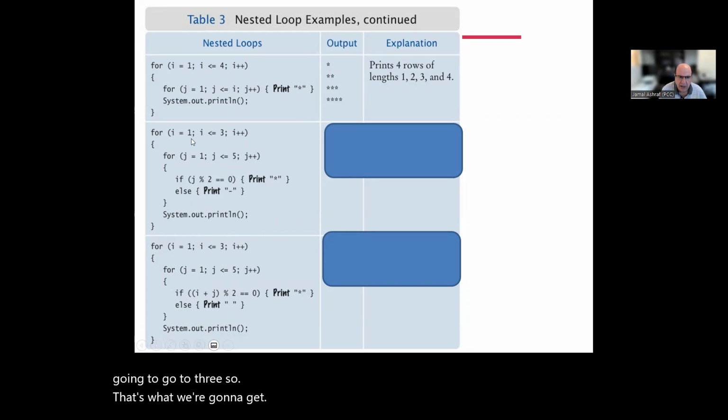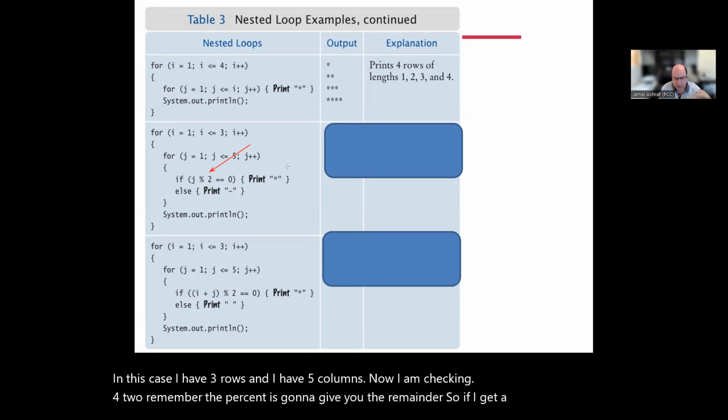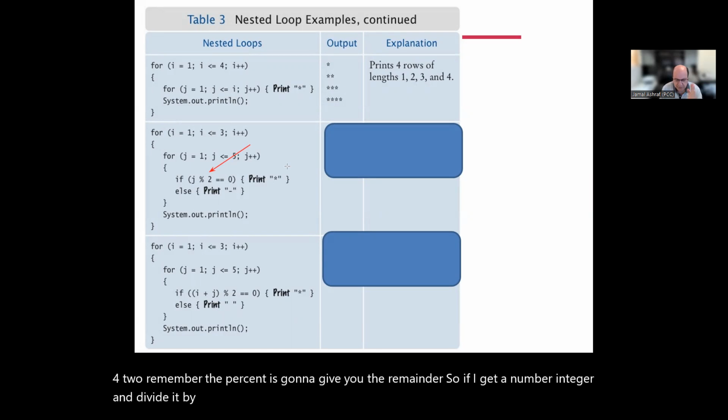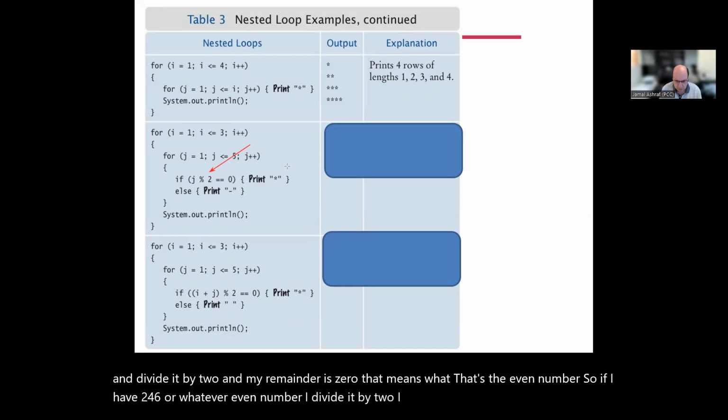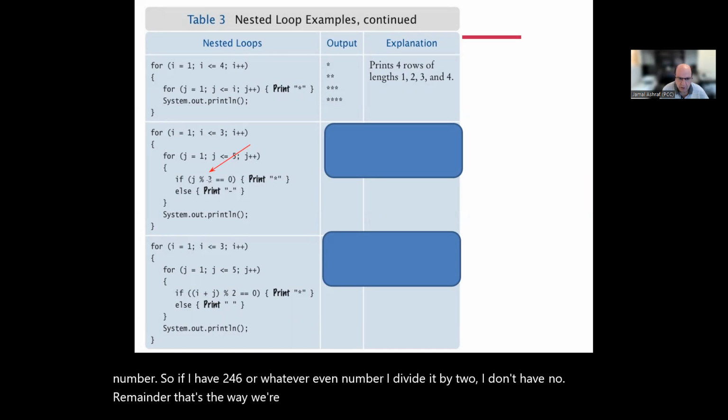In this case, I have 3 rows and I have 5 columns. Now I am checking for %2. Remember, the percent is going to give you the remainder. So if I get an integer and divide it by 2, and my remainder is 0, that means what? That's the even number. So if I have 2, 4, 6, or whatever even number, I divide it by 2, I don't have any remainder. So that's the way we're going to check for even numbers.